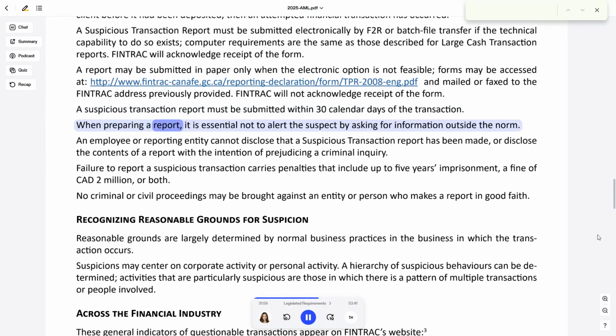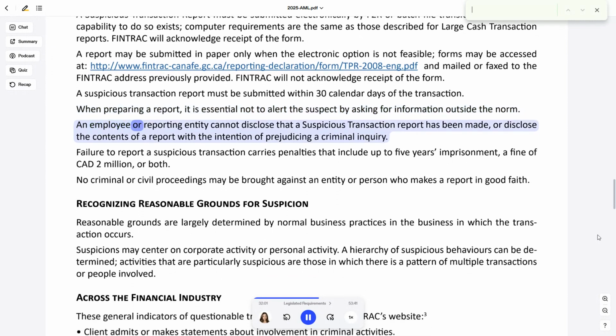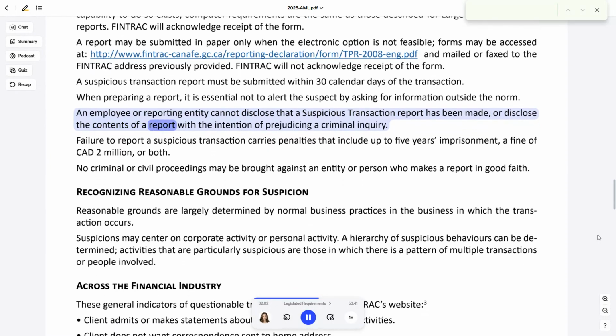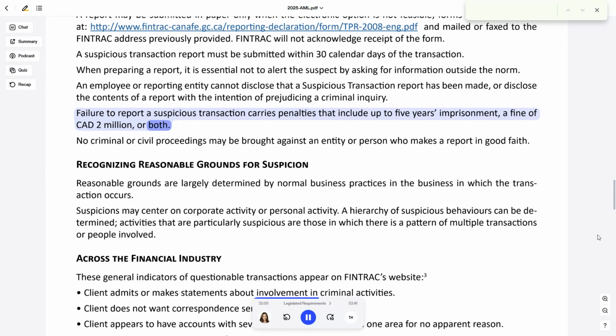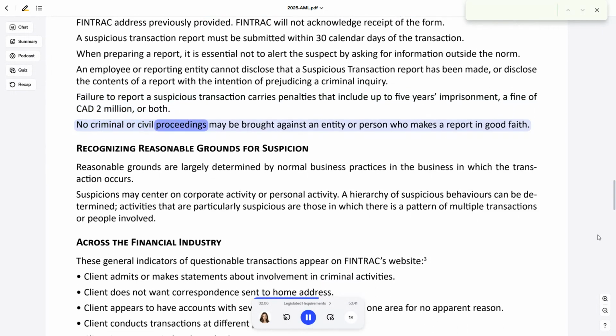When preparing a report, it is essential not to alert the suspect by asking for information outside the norm. An employee or reporting entity cannot disclose that a suspicious transaction report has been made, or disclose the contents of a report with the intention of prejudicing a criminal inquiry. Failure to report a suspicious transaction carries penalties that include up to 5 years imprisonment, a fine of CAD 2 million, or both. No criminal or civil proceedings may be brought against an entity or person who makes a report in good faith.